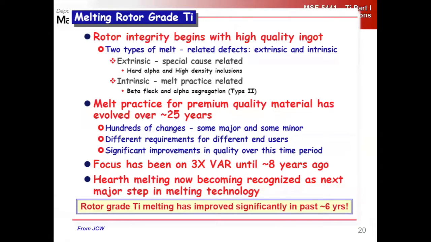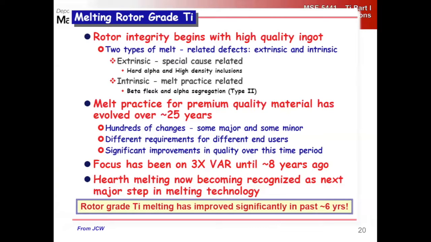Okay, melting, I will just hit this real fast, and this will be the last thing. You can add a 1 here, right, because these slides are a little old. But there's been a couple big processing changes in titanium. One of them has been electron beam hearth melting, and the other has been advances in forging.